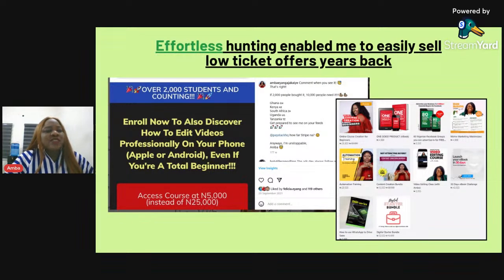Effortless hunting is what enabled me to easily sell low ticket offers years back. Even when I was selling low ticket offers, I was able to leverage effortless hunting. I'm not going to just sit down and fold my arms and wait for a client to land. No. I allow systems to do the work and get me those clients.